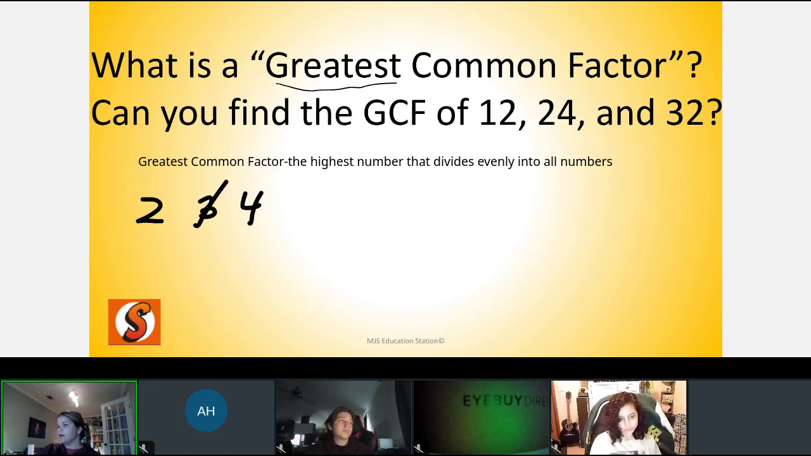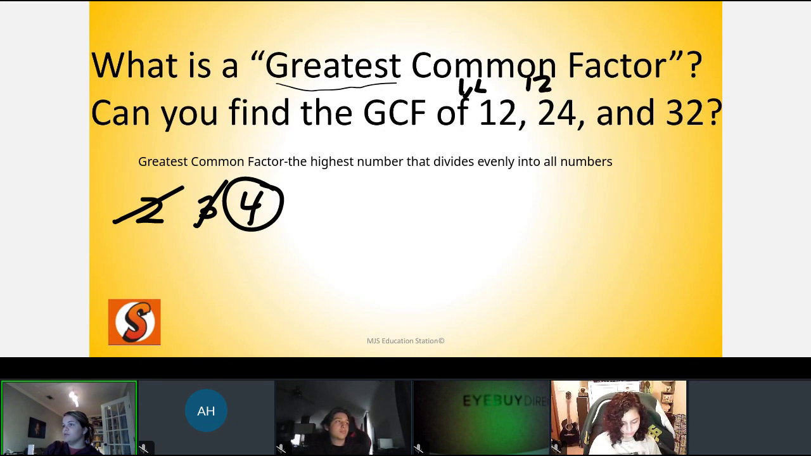What about 4? 12 divided by 4 is 3. 24 divided by 4 is 6. And 32 divided by 4 is 8. So now it's no longer 2. It's now 4. The reason I know to stop at 4 is because the only factors I have of 12 are 1 and 12, 2 and 6, 3 and 4. So we've gone through 2, 3, and 4. We can try 6. 12 divided by 6 works. 24 divided by 6 works, but 32 divided by 6 does not work. And then 12, obviously 12 goes into 12 and 24, but not 32. So the GCF of 12, 24, and 32 would be 4.